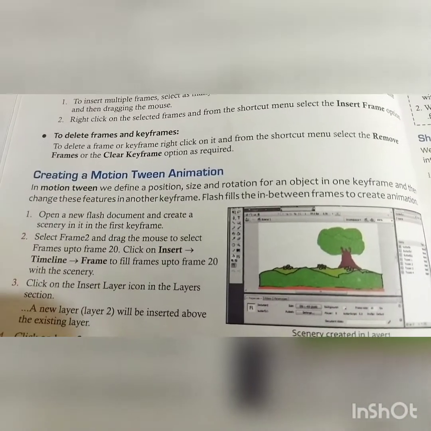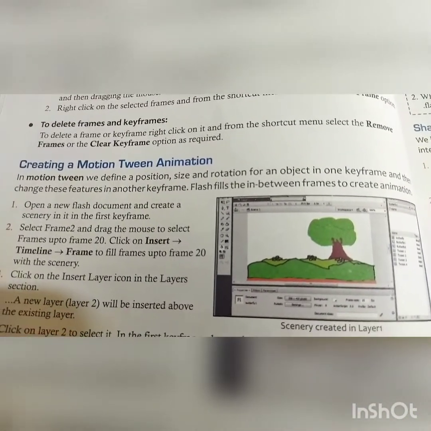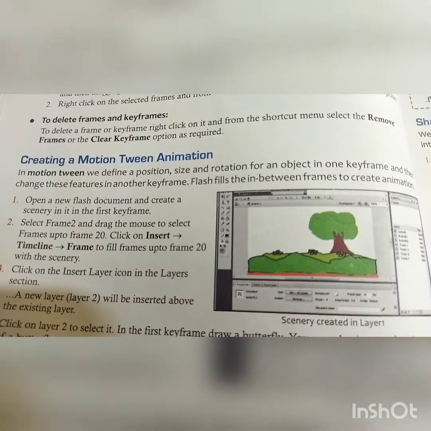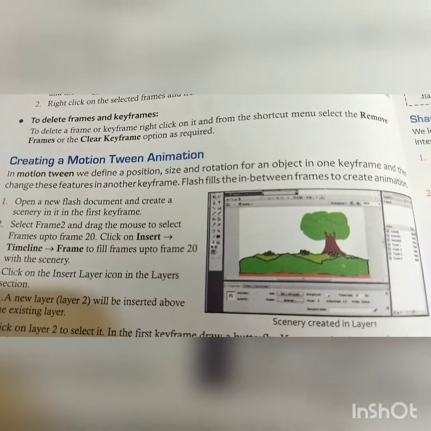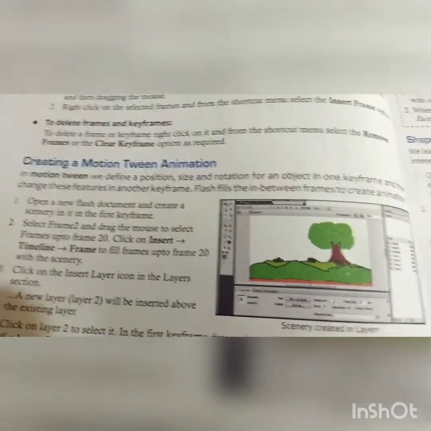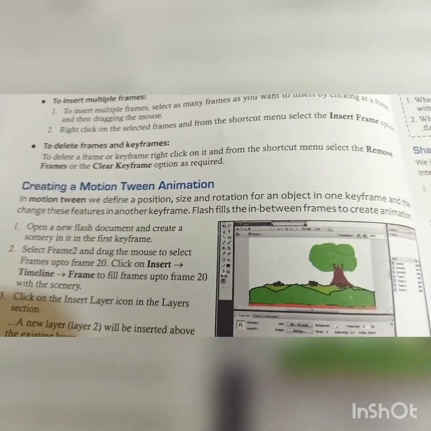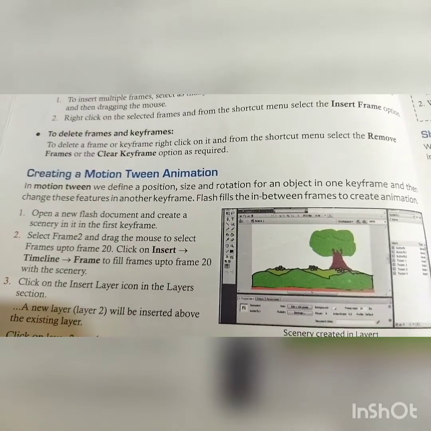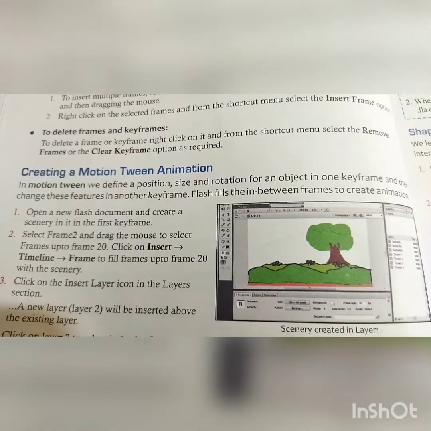Now first is creating a motion tween animation. This is the animation part of Flash. In motion tween we define a position, size and rotation for any object in one keyframe and change the features in another keyframe. So this is the first animation tool.